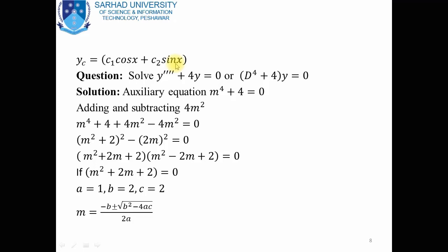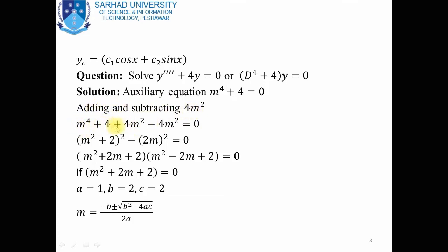Now another example for case number 3, when the roots are complex and different. y fourth derivative plus 4y is equal to 0, and this differential equation can be written as d power 4 plus 4 into y is equal to 0, and the auxiliary equation for this differential equation is m power 4 plus 4 is equal to 0. So for the factorization, adding 4m square on both sides, we obtain m power 4 plus 4m square minus 4m square is equal to 0. In simple terms, we add and subtract 4m square on the left hand side.